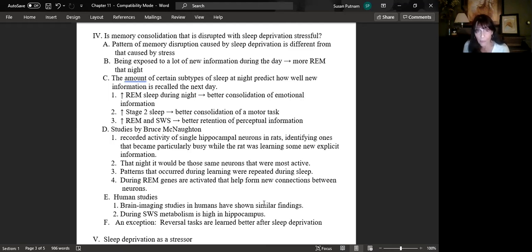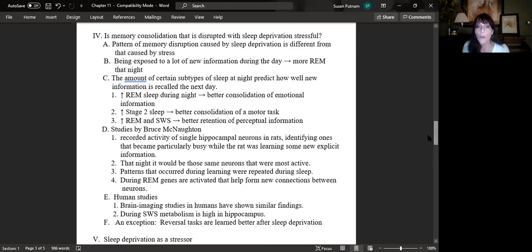It has been found that during REM sleep, genes that help form new connections between neurons are actually activated. Wow, that makes a lot of sense. Just think about it. That's what's supposed to be happening, get this consolidation going. Genes are turning on, new connections, strengthening of connections, and wow, that is a good thing to be able to have. So yeah, I guess we kind of need that sleep.